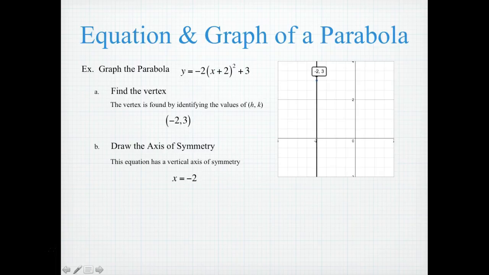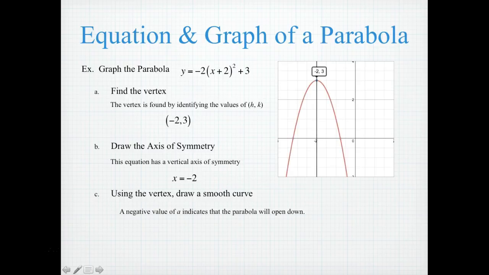And lastly, we need to use the vertex and draw a smooth curve in the shape of a parabola. The negative value of a indicates that this parabola is going to open down. And there's my parabola. So when graphing from vertex form, we're not so worried about the perfect shape of a parabola as we were in Tier 1, where we had to create a series of coordinates. In this case, all we're looking for is the correct vertex and the orientation, making sure it opens in the proper direction.